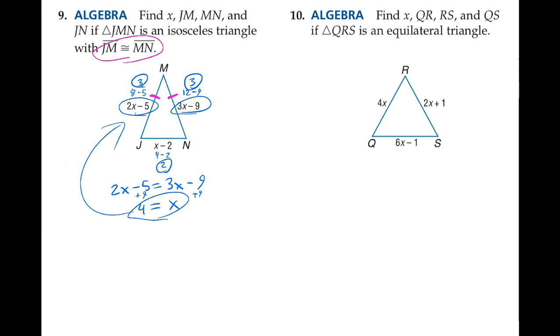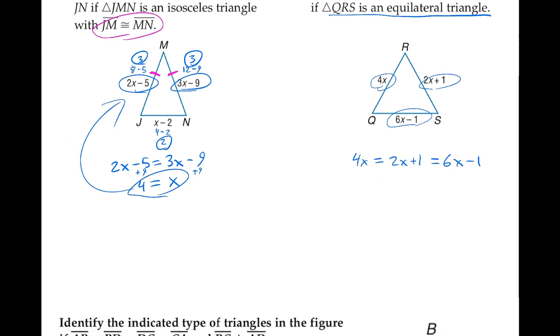All right, find all these if this is an equilateral triangle. So for an equilateral triangle, that means all 3 sides must match. So we could write 4x equals 2x plus 1 equals 6x minus 1. But really that's 3 separate statements, right?